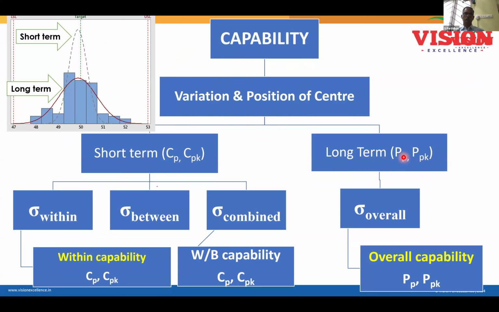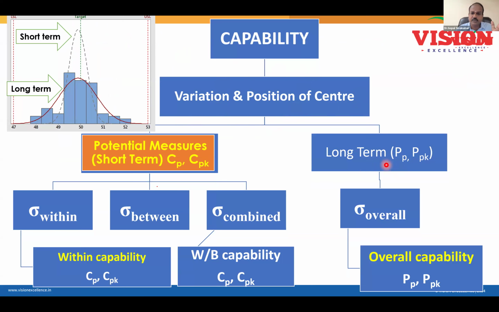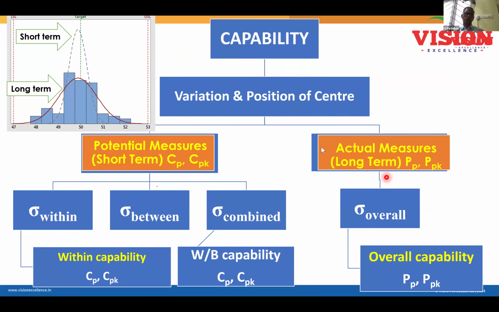And there is another terminology. We call Cp, Cpk the capability measures, and Pp, Ppk the performance measures. You can also call them potential measures and actual measures. And in order to calculate capability, you remember I told you there are 4 types of standard deviation. Within standard deviation, between standard deviation, you can combine the two, so it becomes combined standard deviation. And there is one other standard deviation known as overall standard deviation.